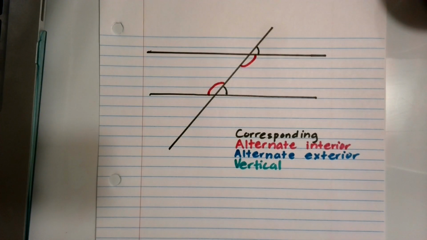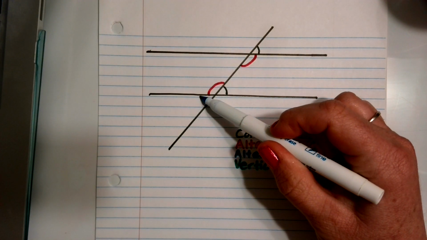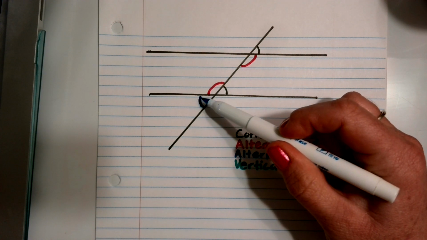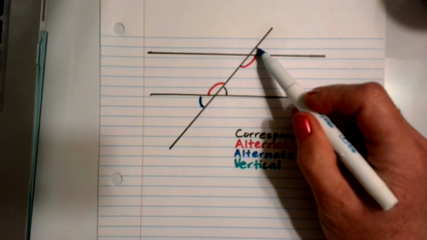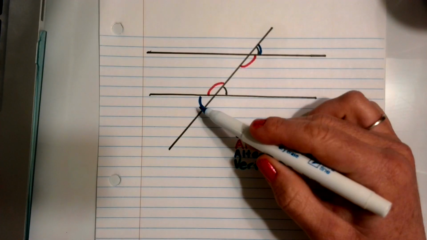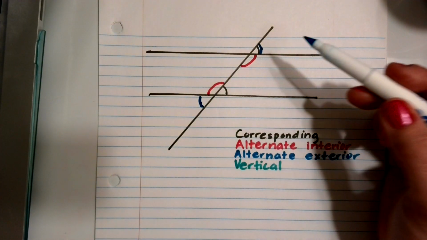The next type of angle I want to talk to you about is alternate exterior angles. So, if we were talking about the angles outside of the parallel lines and on opposite sides of the transversal, we would say they're alternate exterior angles. So, this angle measure and this angle measure are the same, they're congruent.